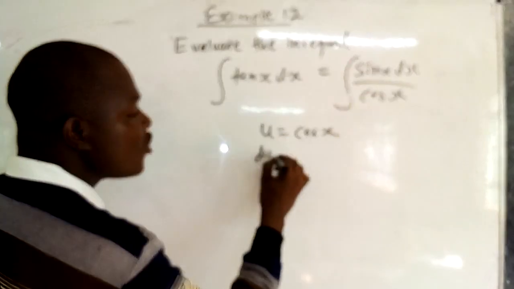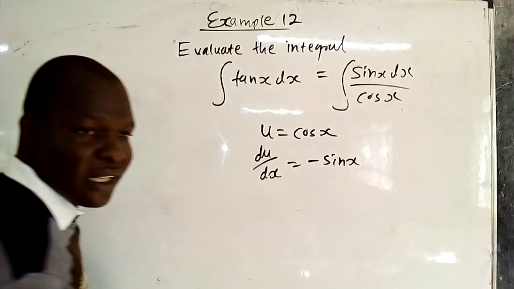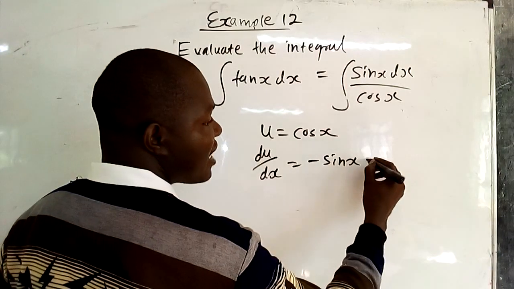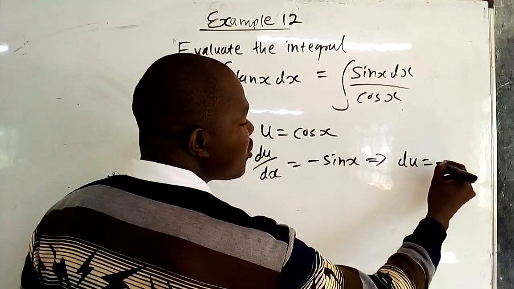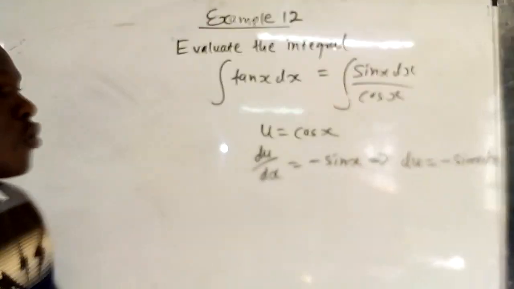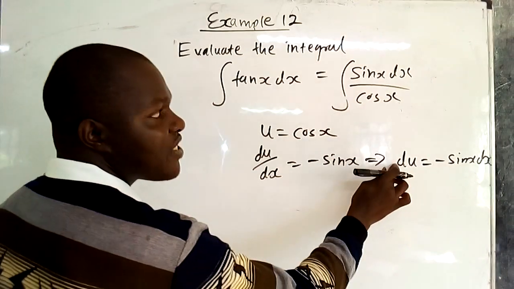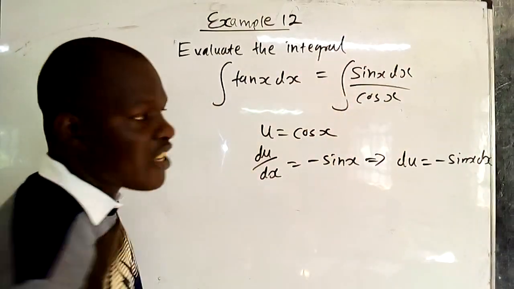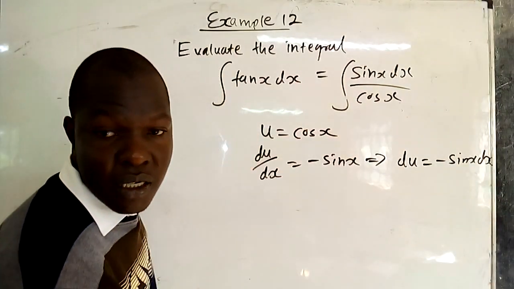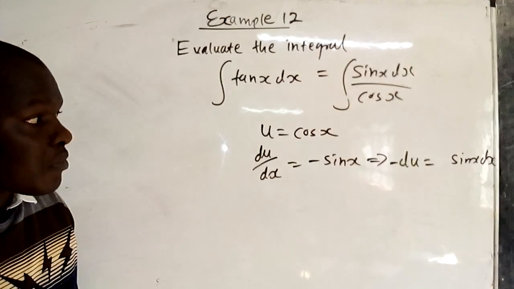So if you differentiate u with respect to x, differentiating cos x, you get negative sine. Isn't it? So what is the implication there? That implies that du is equal to negative sine x dx. So you do the substitution, isn't it? You bring negative this side because you want to substitute sine x dx. So you bring negative this side. You divide both sides by negative, isn't it? Yes. So you get negative du is sine x dx.